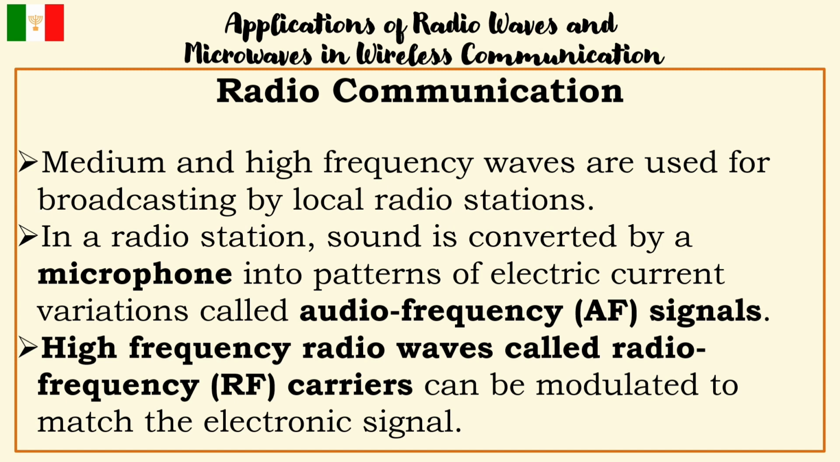As you can remember, radio waves have the longest wavelength in the electromagnetic spectrum, and they are produced by making electrons vibrate in an antenna. Medium and high-frequency waves are used for broadcasting by local radio stations. In a radio station, sound is converted by a microphone into patterns of electric current variations, and this is called audio frequency signals. And high-frequency radio waves called radio frequency or RF carriers can be modulated to match the electronic signal.